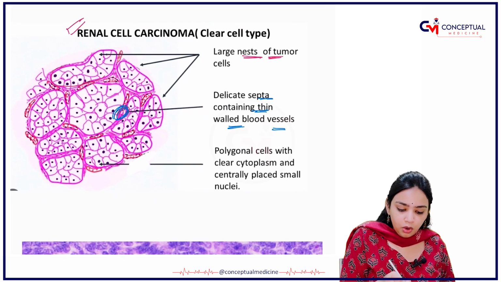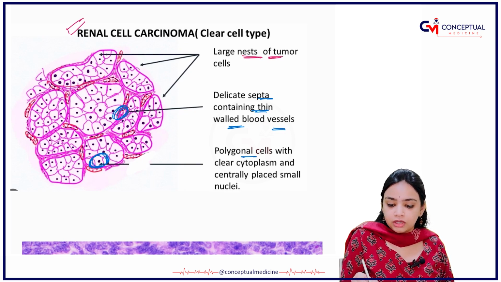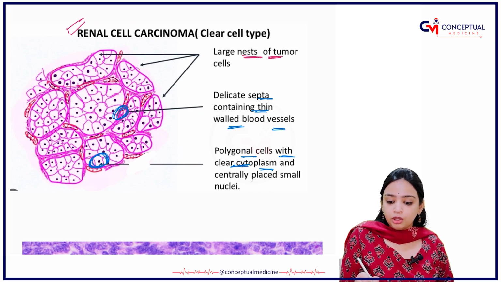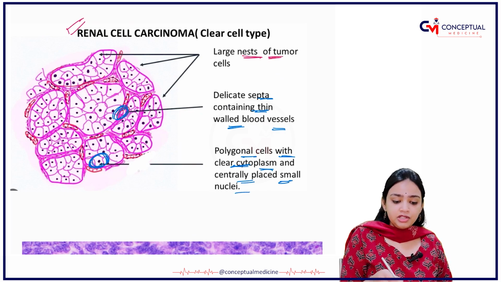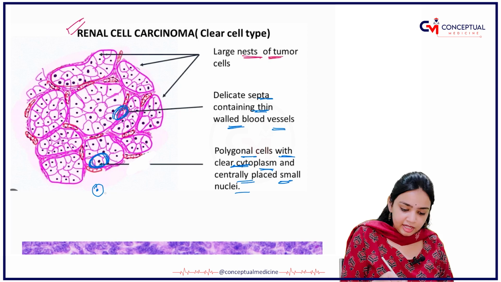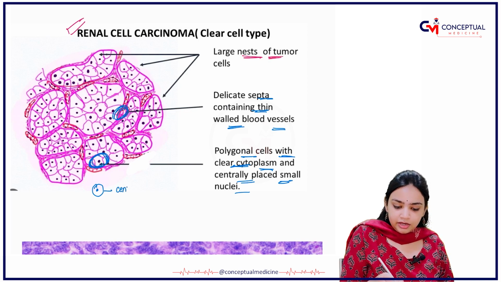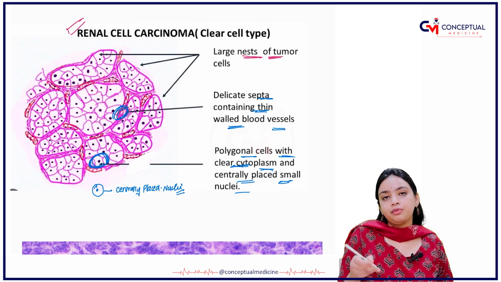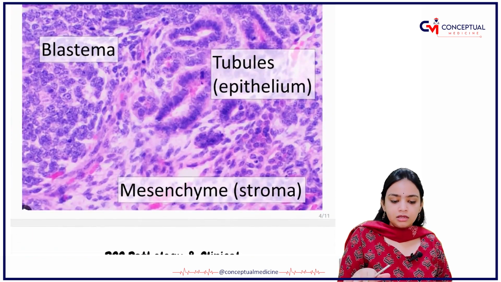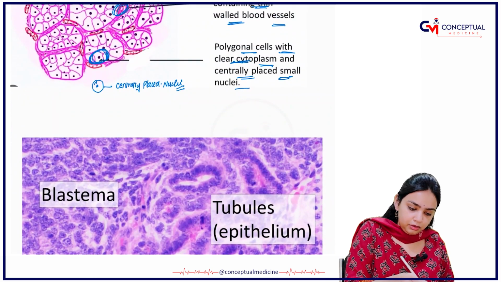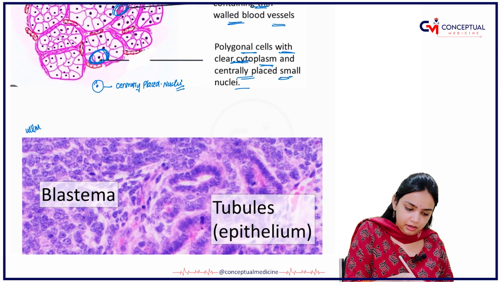Now, next, over here, are you able to see? You are able to see polygonal cells with clear cytoplasm and centrally placed nuclei. What is centrally placed nuclei? This is a centrally placed nuclei. So, this thing you need to remember. This is about the Wilms tumor. We will learn about Wilms tumor. Just wait, give me a second.